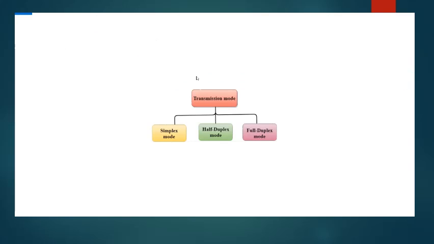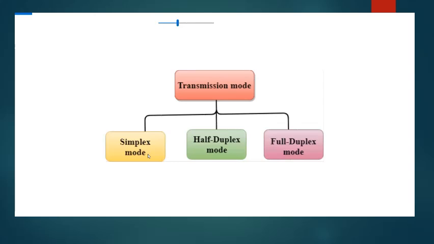Then let's talk about the transmission modes. There are three transmission modes: simplex mode, half duplex, and full duplex. In simplex mode, the sender is simply sending to the receiver, like in television broadcasting and radio broadcasting. That means there won't be two-way communication, the receiver will receive only from one direction.